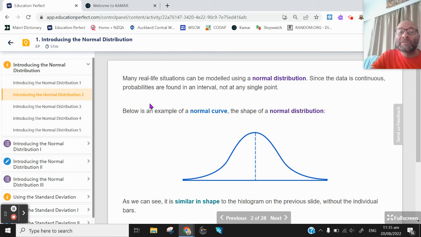Okay, so many real-life situations can be modeled using a normal distribution, and since the data is continuous, meaning things that were measured with a ruler or timed with a stopwatch, not counted up, the probabilities are found at an interval, not a single point. So below is an example of the normal curve and the shape of a normal distribution.